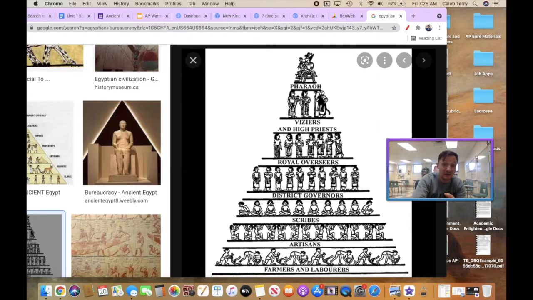So here's what I mean by that. Looks suspiciously like a pyramid, I know. But here is Senusret, or the pharaoh, up here at the top. Underneath him are ranked two types of people: viziers, who are his advisors. Jafar in Aladdin is a royal vizier. And then also priests, or high priests.